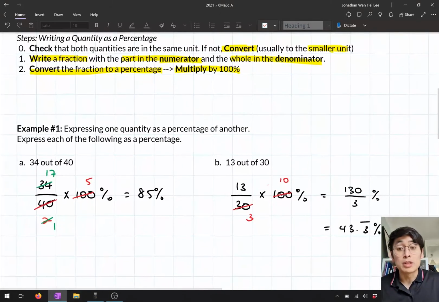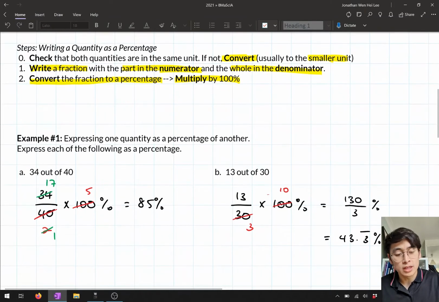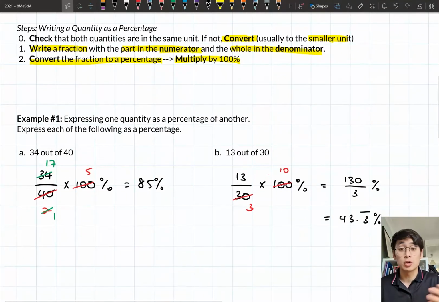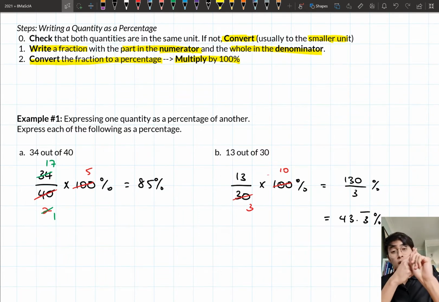So here, that's what we do when we are trying to write a quantity as a percentage. So here we're comparing two quantities together, and we just want to write it as a percentage. Write it as a fraction first. So we write the part at the top and the whole at the bottom. Then we're converting that fraction to a percentage. So we just multiply that number by 100%, and then we write that number at the end. Okay, so that was the first couple of examples.